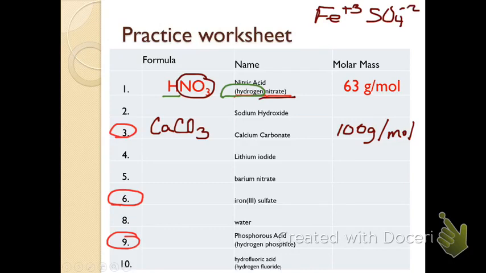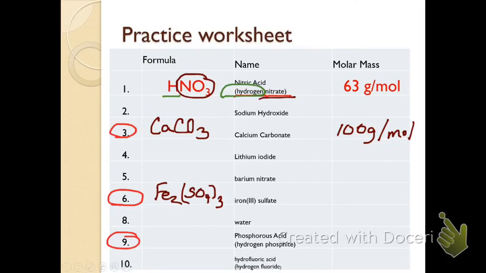Okay, so when we drop the sign, drop it down, switch and simplify, we come up with Fe2, and in parentheses, because there's going to be 3 of them, SO4, 3. Okay, so now we have the formula. So pause the video once again and see if you can calculate what the molar mass is going to be. Play the video when you're done to make sure that you have it correct.